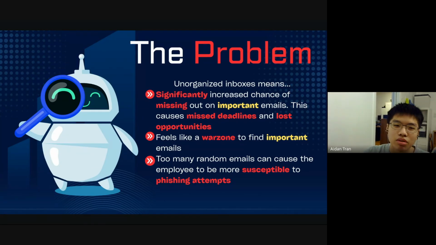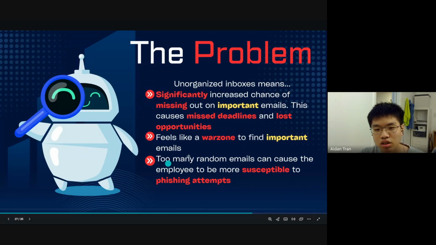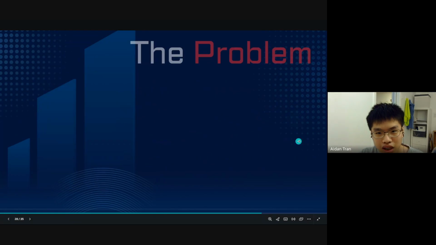Now, since there's a war zone, you have to consistently put in much more effort, which can lead you to accidentally miss the actual important emails, which can lead to missed deadlines and lost opportunities, and it also makes you more susceptible to phishing attempts.